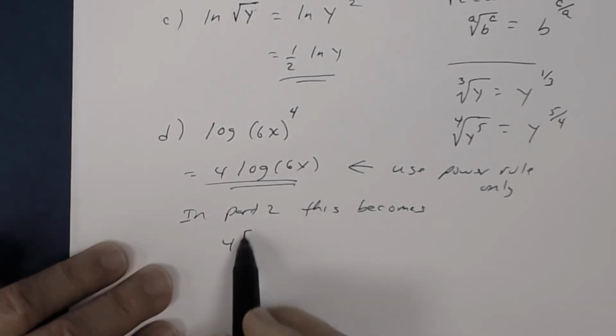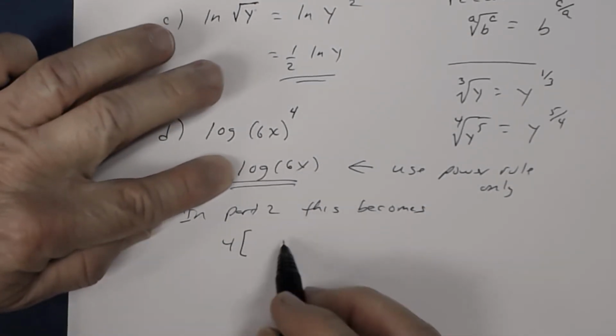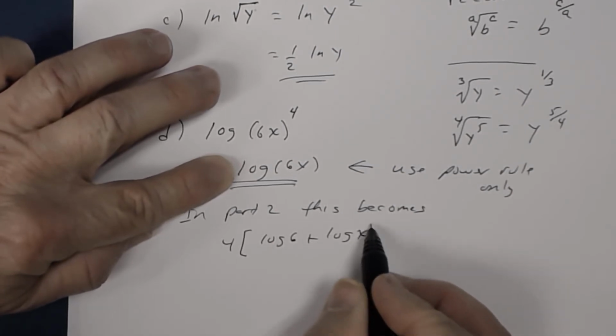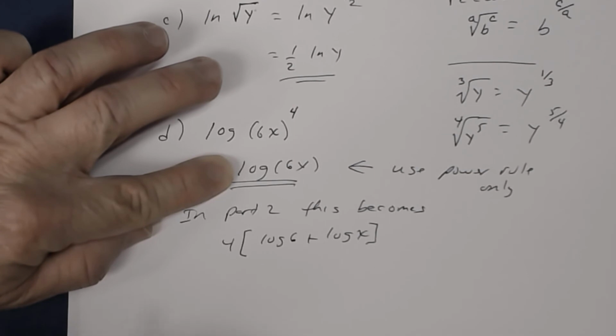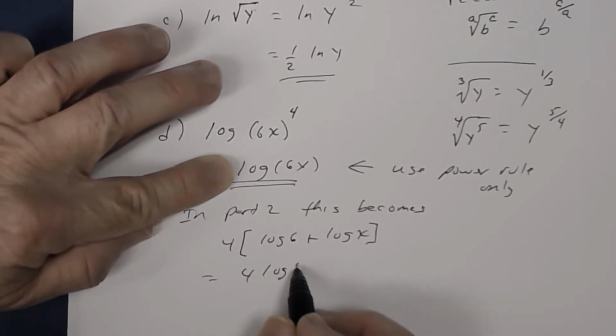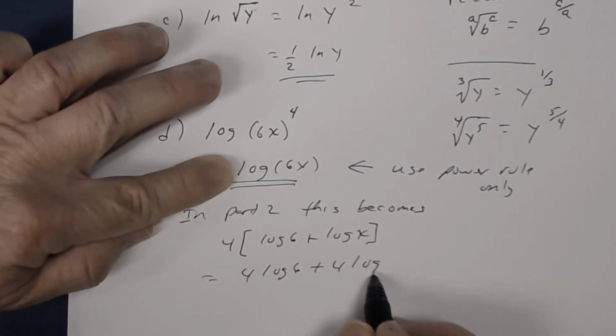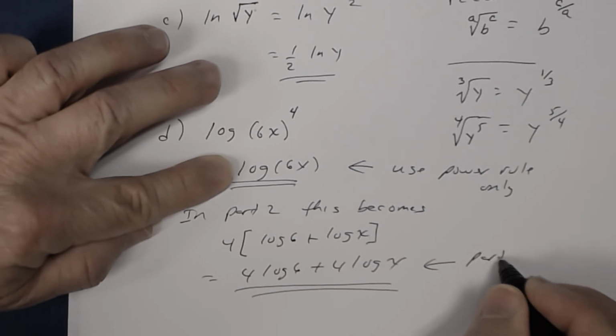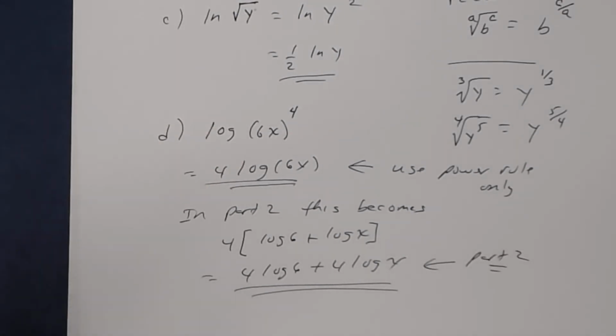times, all right, let's expand this. That's the log of 6 plus the log of x, right? Log of 6 plus the log of x. And then distributing, I get 4 log 6 plus 4 log x. Okay? And that's your answer there. All right, so 4 log 6 plus 4 log x, that would be part 2. So that's what we're getting at. So that's going to be what we're going to start looking at in part 2.